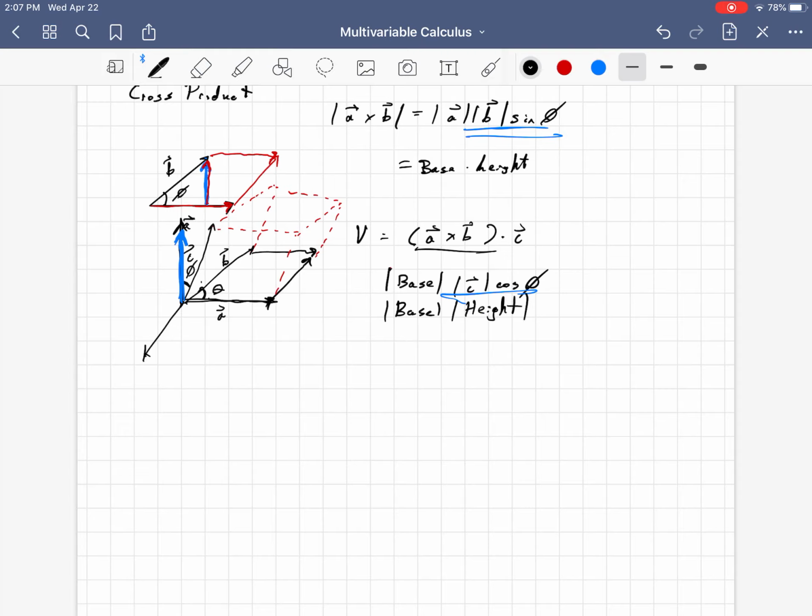So what that tells me is that c cosine phi is just the height of the parallelepiped. And so we just have the area of the base times the height, and that gives us the volume. So if we think of the sides of a parallelepiped as vectors, we can take the cross product of the sides that make the base and dot that with the height vector, and we will get the volume of the parallelepiped.